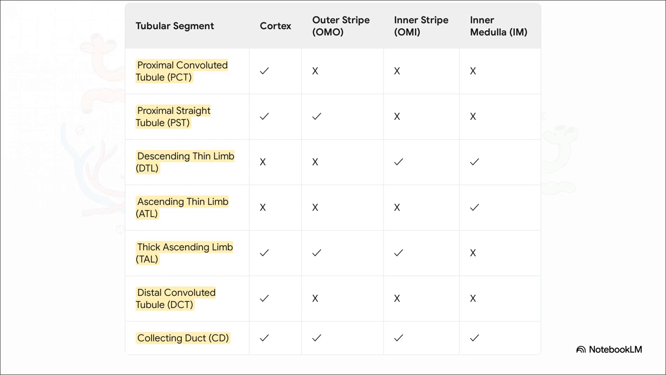You can see right away the convoluted tubules, both proximal and distal, are exclusive to the cortex. Check out the proximal straight tubule. It spans the cortex and the outer stripe, but that's its limit. And the TAL? It's in 3 of the 4 zones, but crucially, it's a no-show in the inner medulla. But what's the most telling part? Only one structure makes the entire journey from top to bottom, the collecting duct.